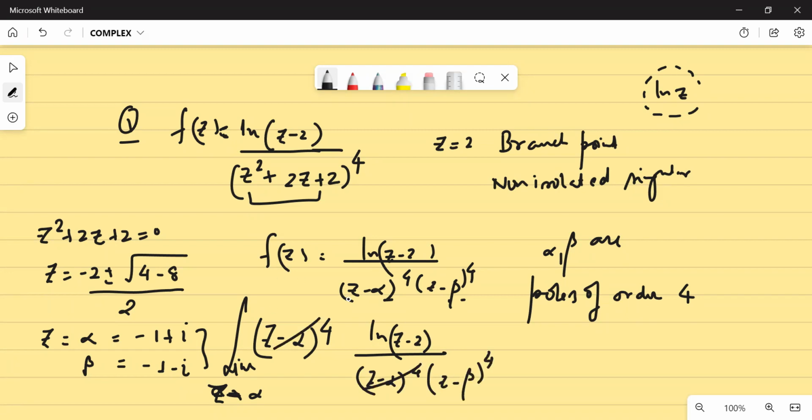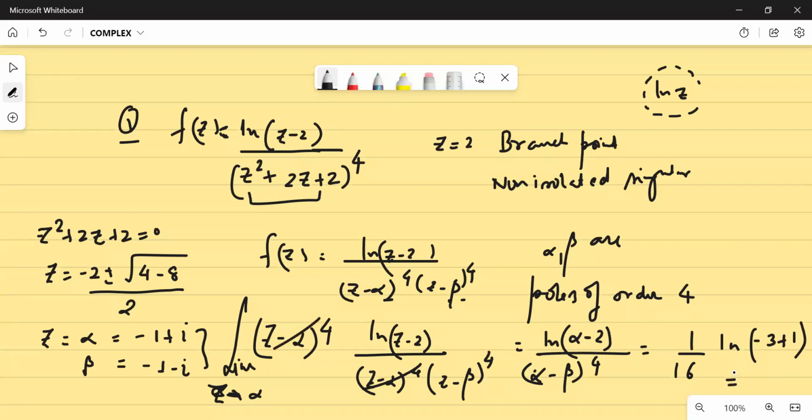This gets cancelled. As z tends to alpha, it will give you ln alpha minus 2 divided by alpha minus beta raised to power 4. So alpha minus beta, what you will get? I think iota plus iota is 2 iota, and 2 iota raised to power 4 will give you 1/16, and this will be equal to ln. Alpha is -1 plus iota, so this will give you -3 plus iota. Certainly, this is a non-zero limit.